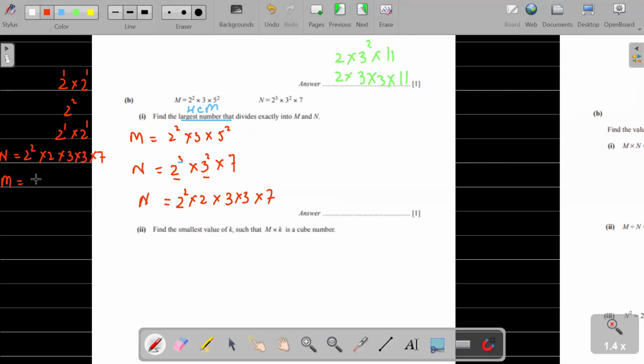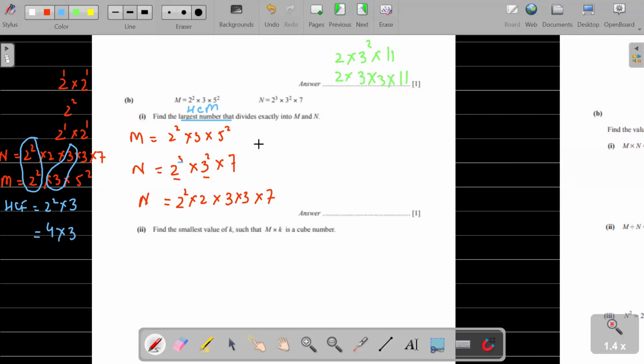In the same way I'm going to write my n, and m is 2 raised to power 2 times 3 times 5 squared. And I told you before that the largest common factor takes only the common ones. So these two are common, times 3. Because whenever two quantities are common, we have to write them once only. You don't need to write them again and again. 2 raised to power 2 is 4, and 4 times 3 is 12.